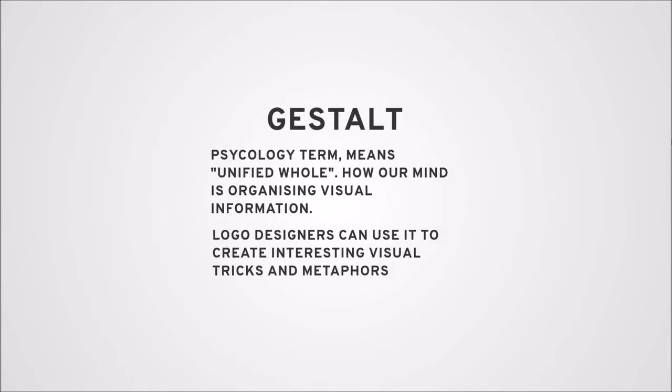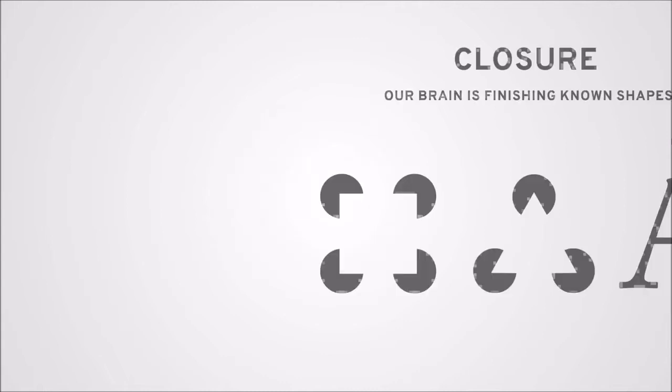Gestalt is a psychology term from the start of the 20th century. It's a German term that means unified whole. So it's about how our mind is organizing visual information. If we see a bunch of dots similar to each other, we create a group of them. If we see a pattern, we organize the pattern for ourselves to simplify and understand the world better. So this is helping us to understand and perceive the world better.